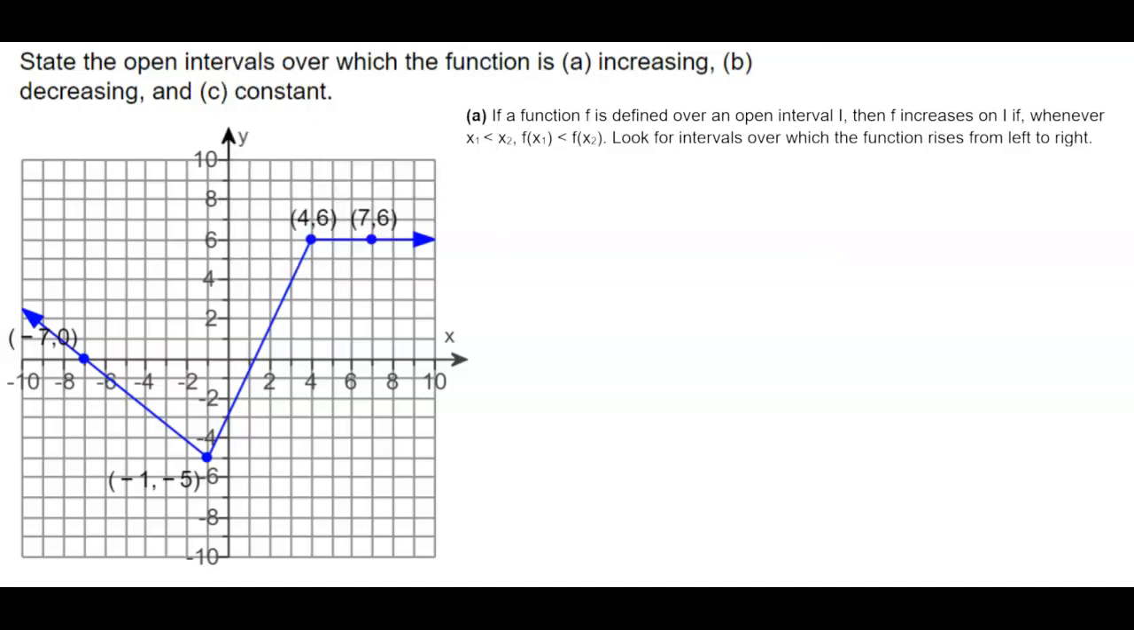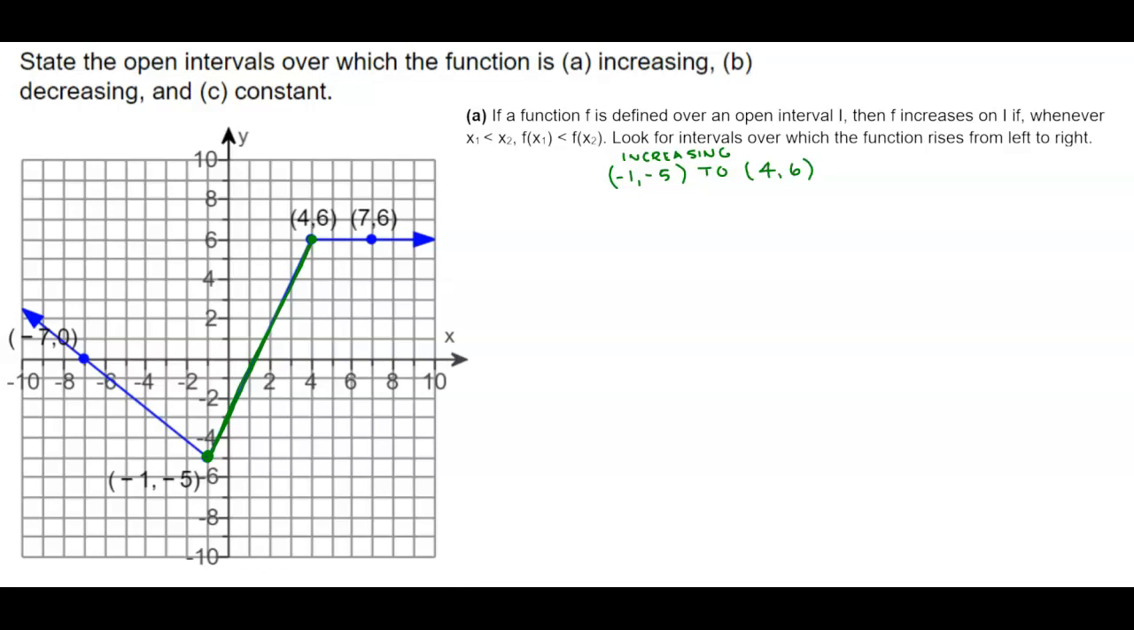It's increasing from this point here all the way up to there. That's where it's increasing. All right, so we're going to go ahead and see where it's increasing. Where it's increasing is from this point. You can see the point is (-1, -5), and it's increasing from (-1, -5) to (4, 6).